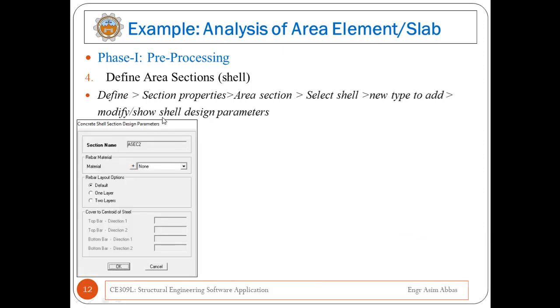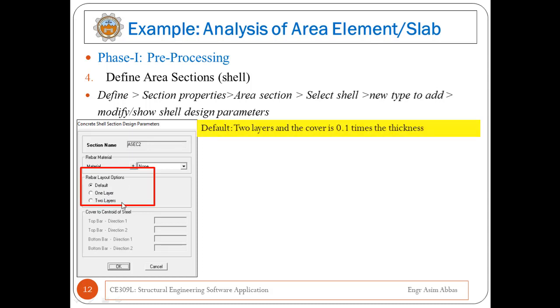When you click on Modify and Show Shell Design Parameters, this window will open. This window is related to the rebar layout option. There are 3 rebar layout options: default, 1 layer and 2 layer. What do we mean by default? When you check the default option, it means that 2 layers of reinforcement will be provided and the cover is 0.1 times the thickness.